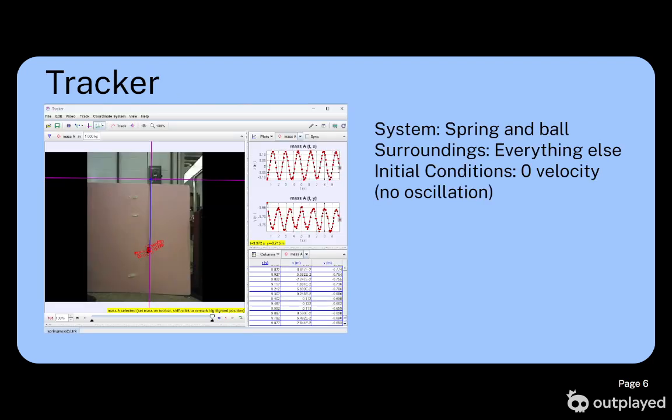Tracker. This is the screenshot from my Tracker. We can clearly see the oscillations. And the system was the spring and the ball, and the surroundings were everything else, with the initial conditions being zero velocity, which means no oscillations.